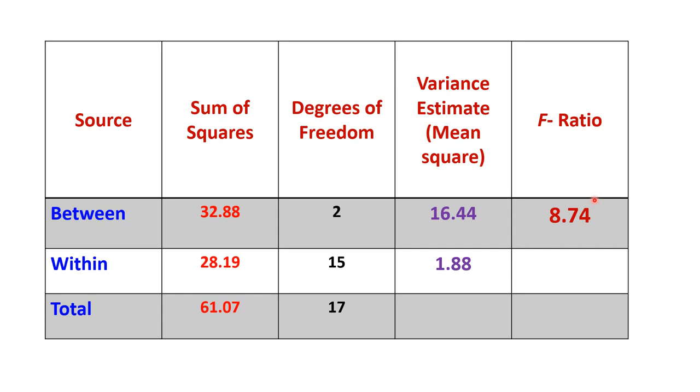That would be associated in an F table with a p-value or a critical F value given an alpha level. Okay? And we would make a decision as to whether we accept or reject the null hypothesis there.